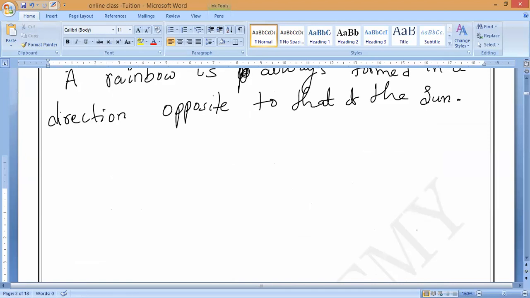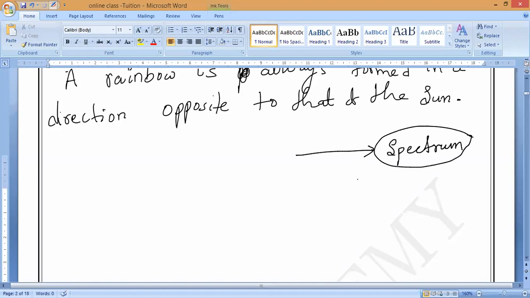Is it yes or no, guys? Raindrops are water drops in the atmosphere. Now here, who is acting like a prism? Each raindrop acts like a small prism, which is splitting the sunlight. A white light is splitting into the seven colors. That is what we should call a spectrum.